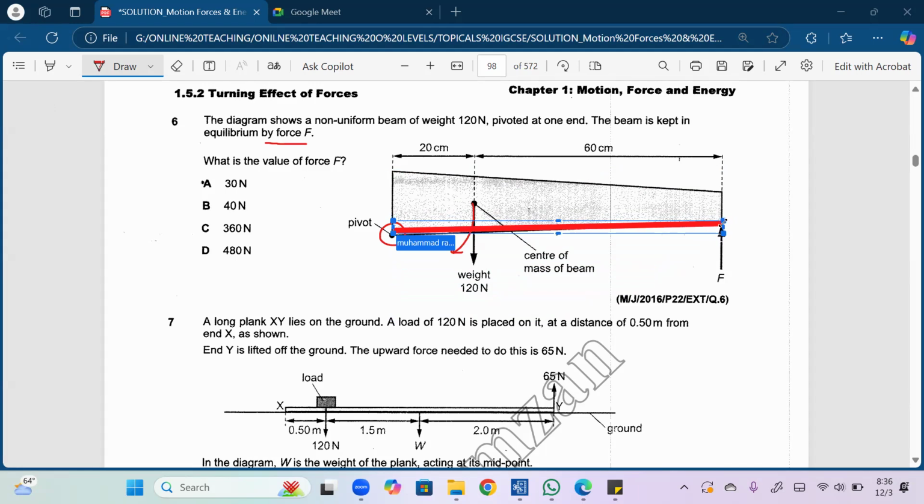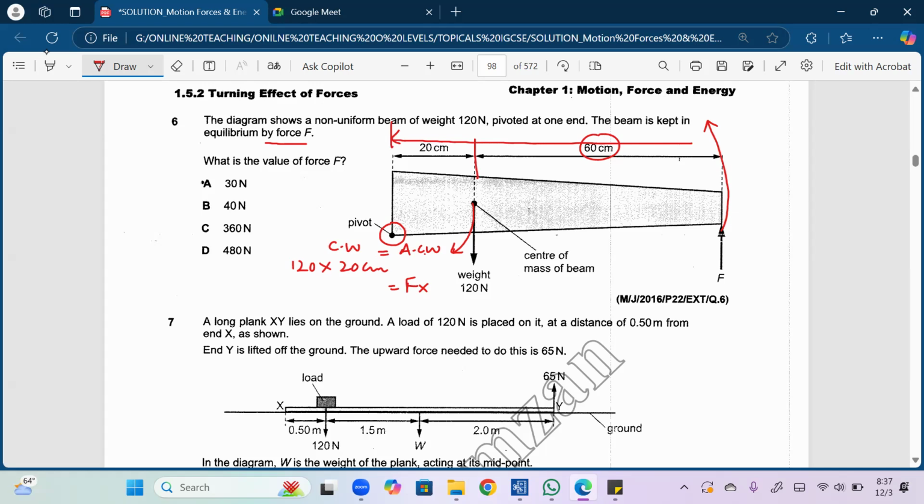What about F? F की वजह से ये anti-clockwise होगी. So 120 times 20 centimeters are going to produce clockwise moments. And what would be the anti-clockwise ones? This is the force F being multiplied by the perpendicular distance. Now the students normally take this value as the perpendicular distance, but this is not the right answer. We have to take the perpendicular distance all the way from the pivot till the force. So it is going to be 80 centimeters. So this is F times 80 centimeters.